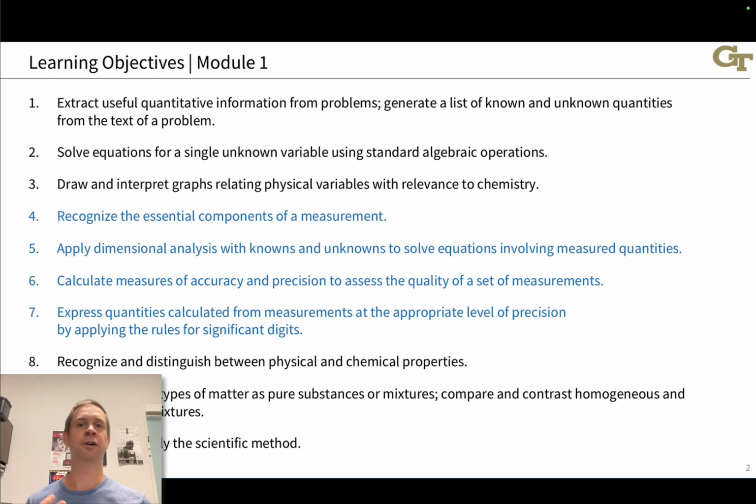And then we're going to talk about significant digits, which are really all about expressing results derived from measured quantities with the appropriate level of precision. It's really a matter of scientific integrity here. We want to avoid expressing results to an overly precise extent that could give readers a false sense of confidence concerning the validity of the results.